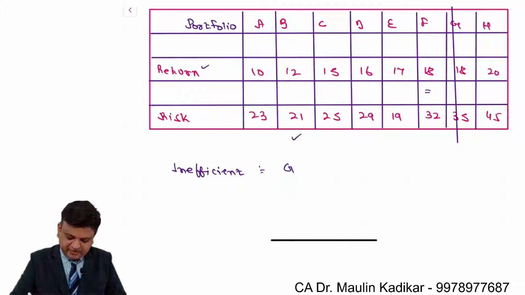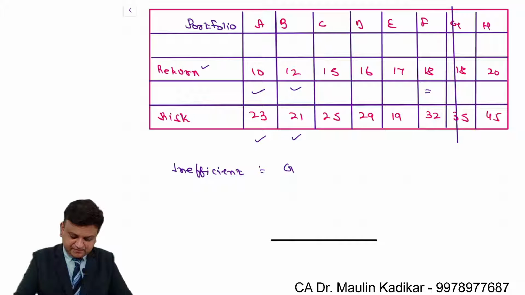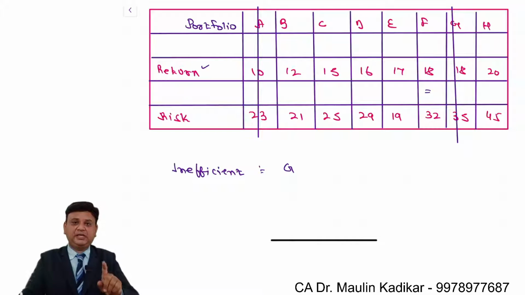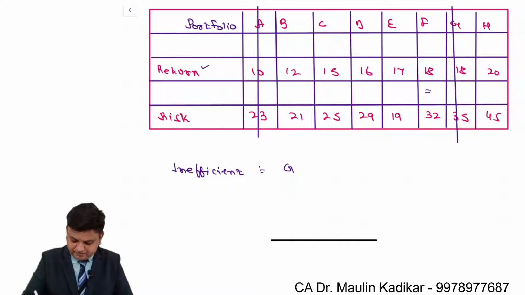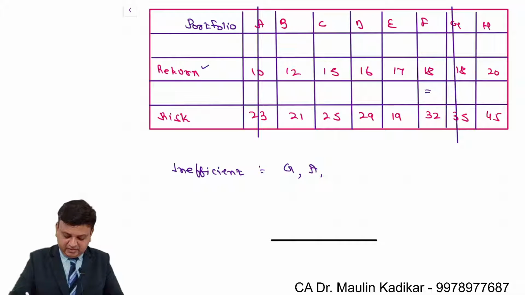21 is lower than 23, so the risk is decreasing. 12 exceeds 10, and the return is increasing. So we understand that between A and B, A is considered an inefficient security. Why? Because A has comparatively more risk and lower return. So here we are mentioning A. Now C in comparison with B: risk increases and the return also increases. So both of them are efficient. Risk increases, return also increases. So both of them are once again efficient.